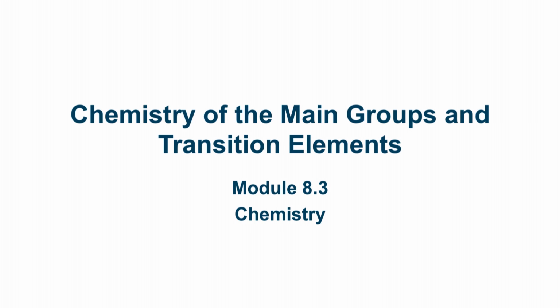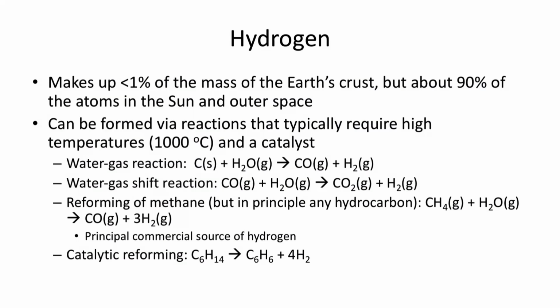Let's talk now about some of the chemistry of the different main group and transition elements, which is module 8.3. So first, let's start out by looking at hydrogen. Okay, hydrogen, as you know, is the smallest element in the periodic table.